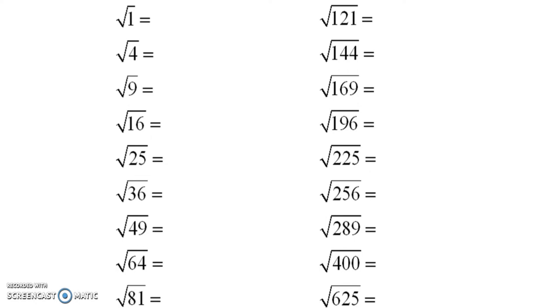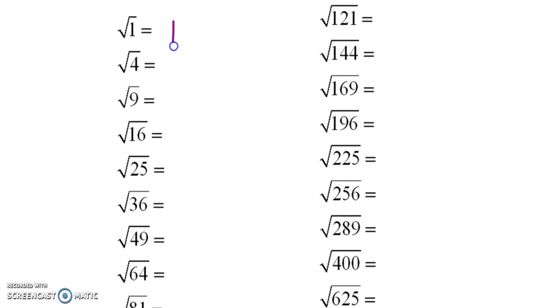From these radicals, obviously when I take the square root, they are whole numbers. So for example, square root of 1 is 1, square root of 4 is 2, square root of 9 is 3, and square root of 16 is 4, 5, 6, 7. And you should remember these. These numbers should kind of stand out to you.